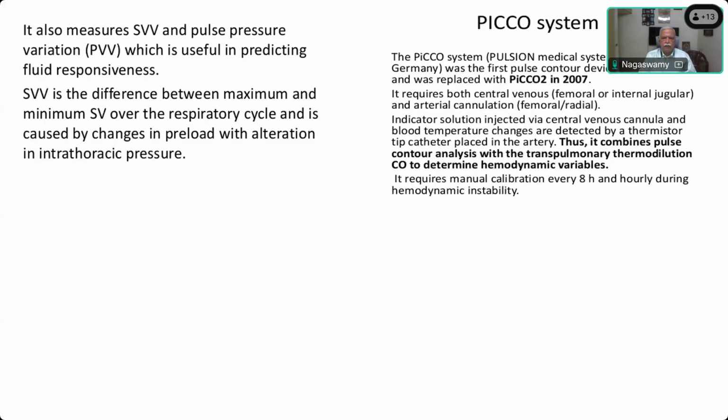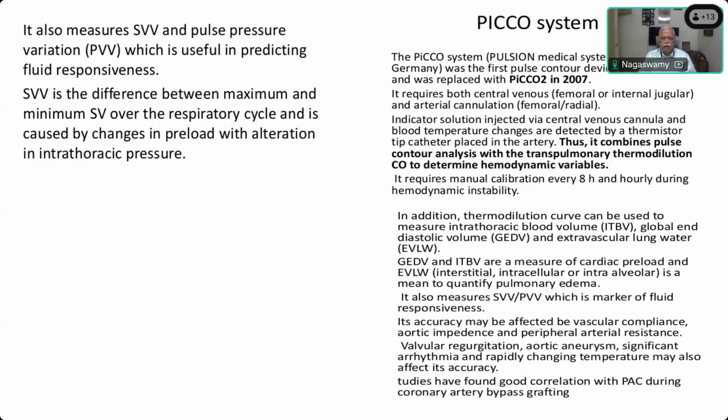And the next comes the PiCCO method, which was introduced by Pulsion Medical Systems. The expansion is pulse-induced contour cardiac output measurement. In addition to the thermodilution curve, it can be used to measure the intrathoracic blood volume and global end diastolic volume, and extravascular lung volumes are also measured. Global end diastolic volume and intrathoracic blood volume are a measure of cardiac preload, and extravascular lung volume is a means of quantifying pulmonary edema. So these are the other advantages with the PiCCO system.